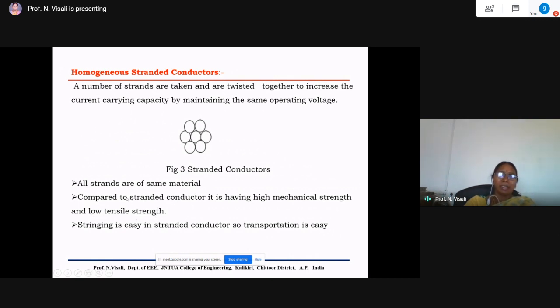Compared to the solid conductor, it has high mechanical strength and low tensile strength. Stringing is easy in a stranded conductor, so transportation is easy. Stringing means flexibility, twisting and bending, and transportation is very easy. So this type of conductor is more useful for high current rating than solid conductors.